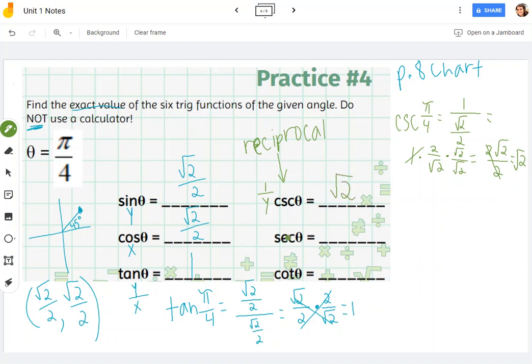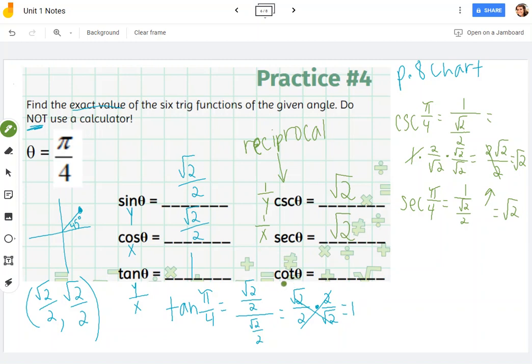Thinking about secant, it's the reciprocal function of cosine, so it's 1 over x. Because we're doing pi over 4 and it happens to be the same coordinate, it's still going to be 1 divided by root 2 over 2. So we can see from our work up here, we're going to end up getting root 2 again.